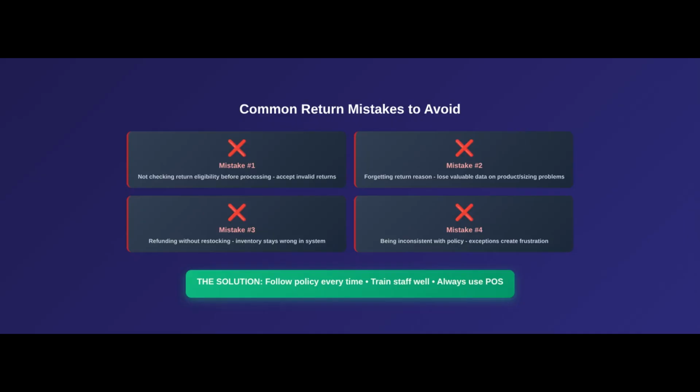Mistake number 3, refunding without restocking the item. If you don't process the return properly in Shopify POS, your inventory stays wrong. And mistake number 4, being inconsistent with your policy. If you make exceptions for some customers but not others, you create frustration. The solution: follow your return policy every time, train your staff well, and always process returns through the POS, never manually.